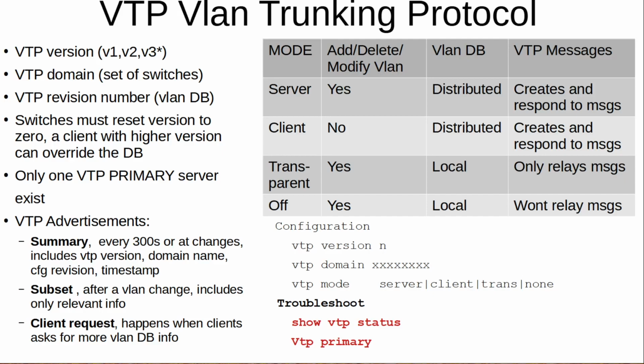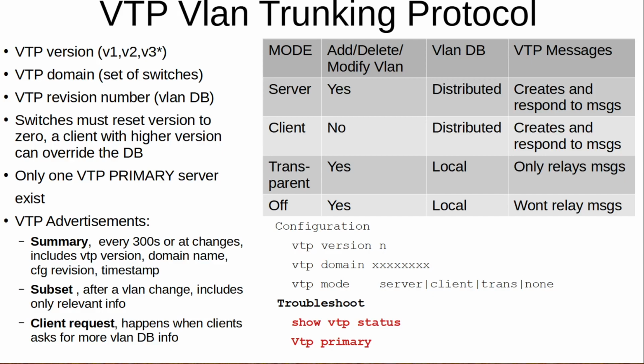How do you create a domain? Just set the same VTP domain name in all the switches that you want to belong to the same domain. There is also a password that you can set. VTP offers you 3 versions, so you have to choose what version you will be working with. Version number 3 supports the extended VLAN range.